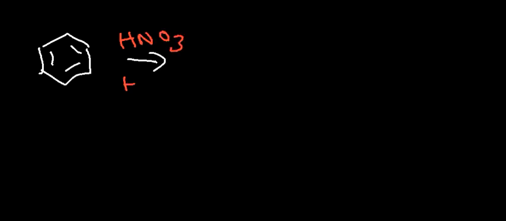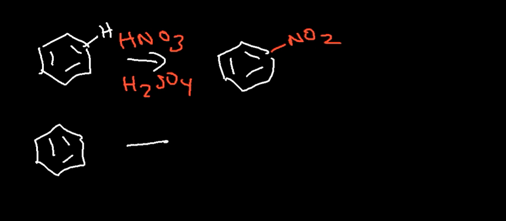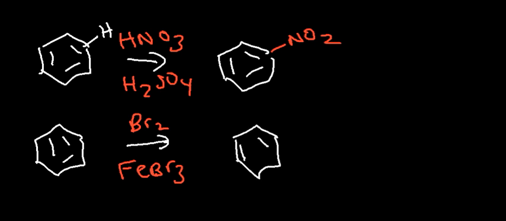Now, you can look up the mechanism, but I'm just going to give you the end result of the product. In this reaction, a hydrogen atom is going to be replaced with an NO2 group, and that's nitration. The next reaction is bromination, Br2 and FeBr3. FeBr3 is the catalyst that makes this reaction work. It helps generate a bromine electrophile, basically a bromine with a positive charge. It replaces that hydrogen with one bromine atom.